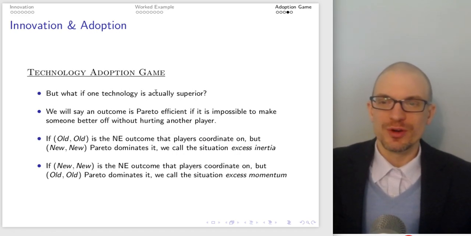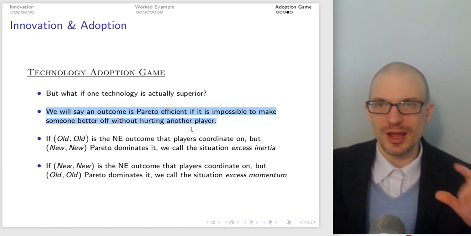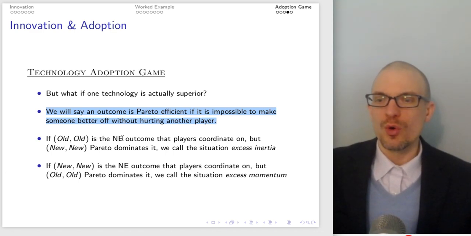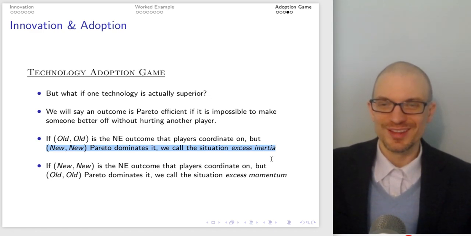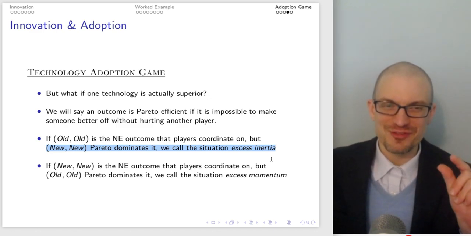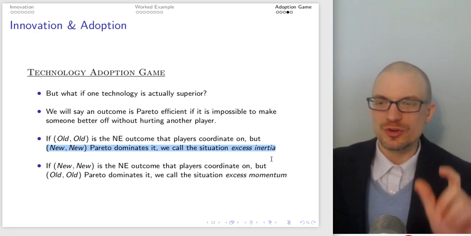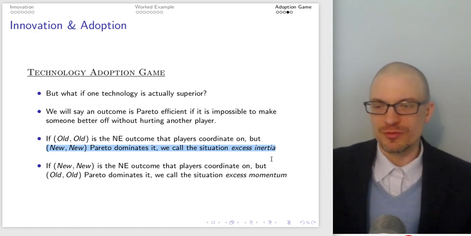What if one technology is superior? We'd say an outcome is Pareto efficient if it's impossible to make someone better off without hurting another player. So the Pareto efficient allocation is one where you can't reallocate, you can't change things without hurting someone. If old is the Nash equilibrium they coordinate on, but new is better, we call that excess inertia. Inertia is resistance to a change in your state of motion, right? I was epsilon away from being a physics professor. So excess inertia means you're staying on the old technology and you haven't gone to the new technology, but you'd be better off with the new technology.